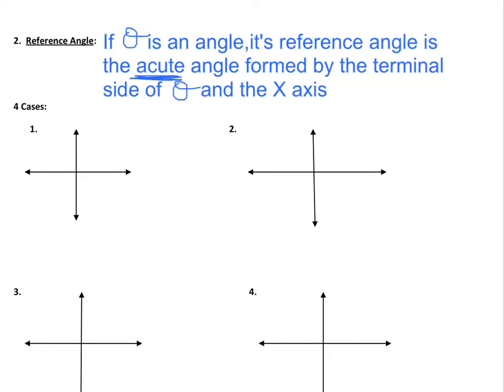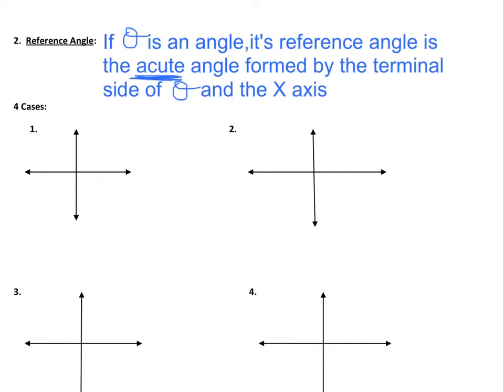Alright guys, for this video you're just going to learn about reference angles. Probably make the connection tomorrow in class. We're going to get all the ordered pairs in the unit circle, and rather than just memorizing everything, we could apply this concept of reference angles.